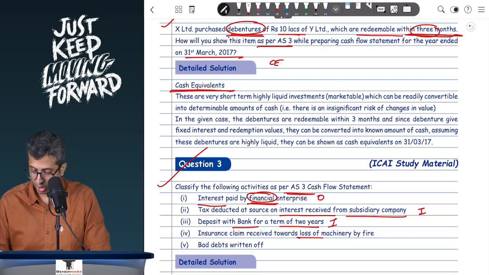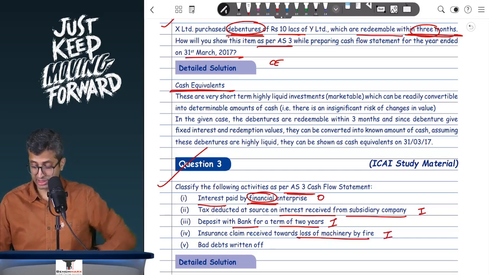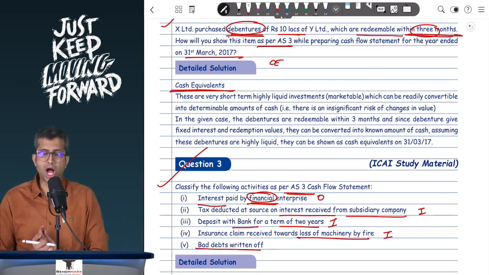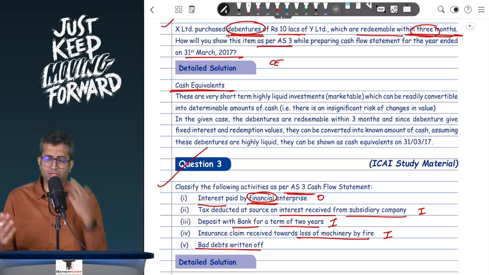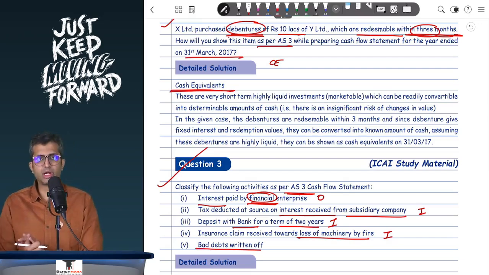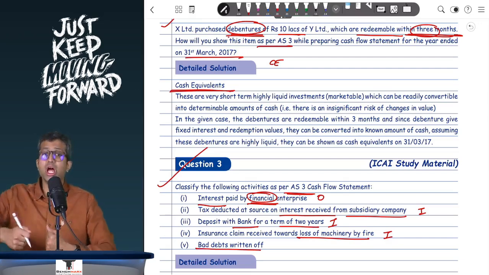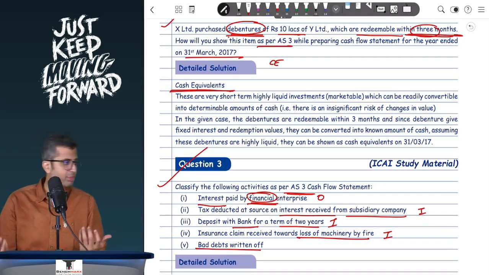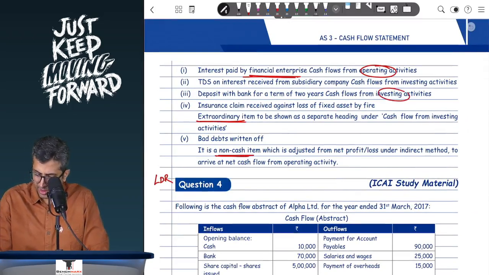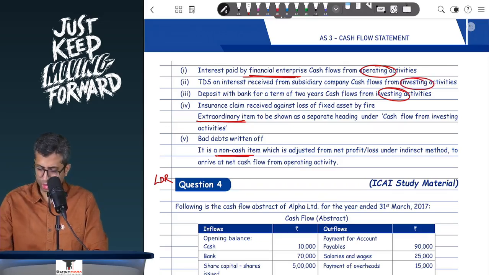Insurance claim received towards loss of machinery by fire. It is investing but an extraordinary item. And bad debts written off. Basically, it is non-cash. However, when you follow the indirect method, it might have some adjustment as a non-cash item, but under the direct method, if you have a bad debt, there is no cash movement. So over here, bad debt, non-cash item. Insurance claim, extraordinary item. Deposit, investing. TDS, also investing.